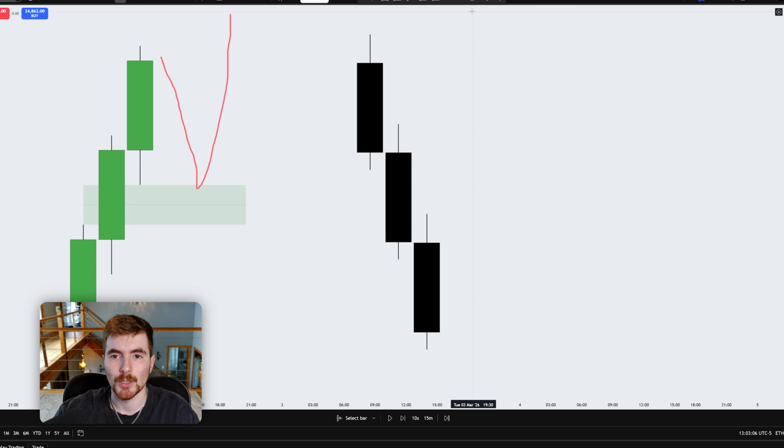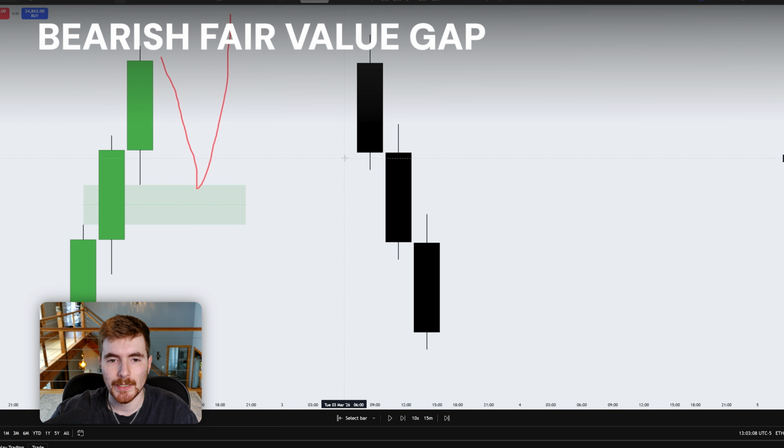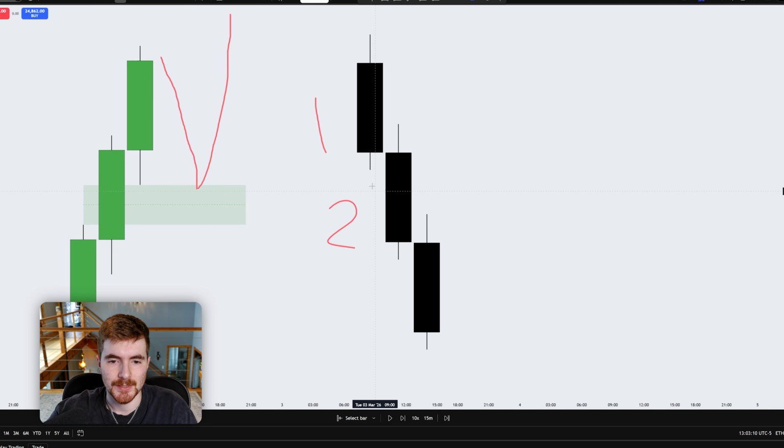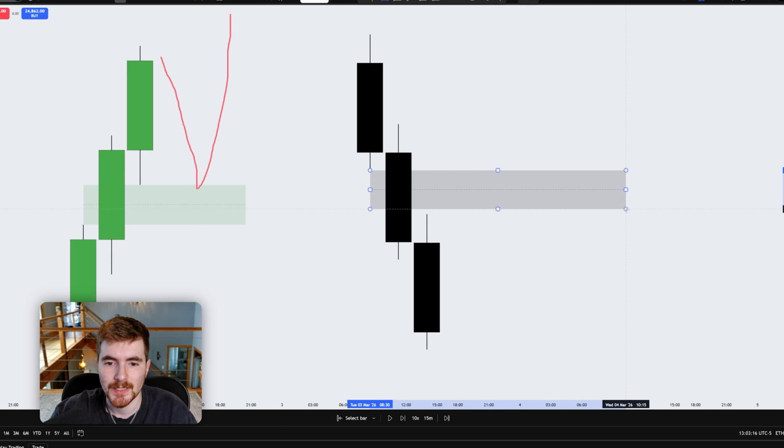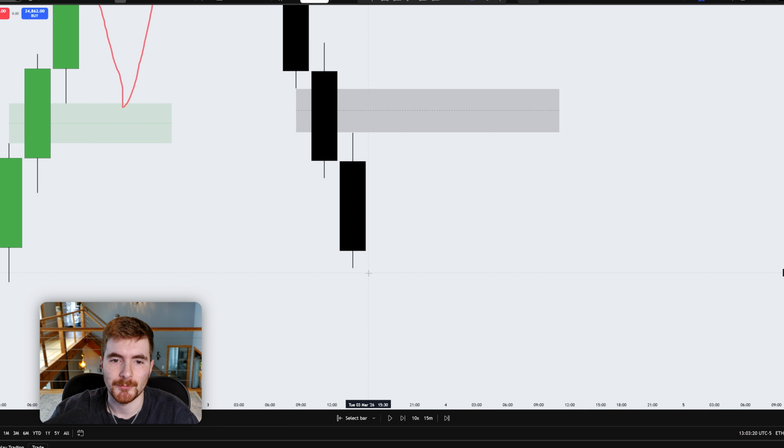The same exact thing goes for a bearish fair value gap. Whenever we have a 3-candlestick pattern that has space between the first and third wick, and the middle candle is bearish, it's going to be a bearish fair value gap, in which if price returns to this gap, you'll expect it to push price lower.